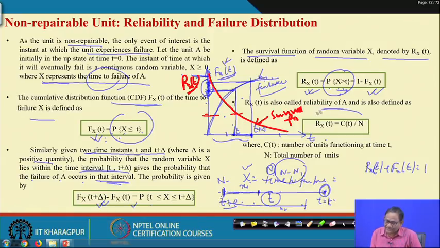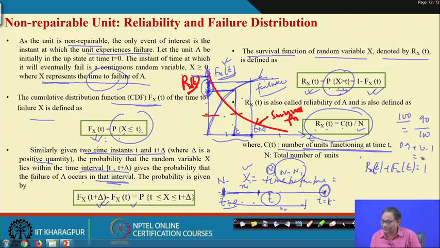And you see the survival function we have written, R x t equal to C t by n. What is C t? Number of units functioning at time t divided by the total number of units put under operation at time t equal to 0. So if I put 100 under test, and at the end of 1 month 90 survive, then my reliability at t equal to 1 month is 0.9. Then the cumulative failure probability F x will be 10 by 100, 0.1. So 0.9 plus 0.1 will always be 1.